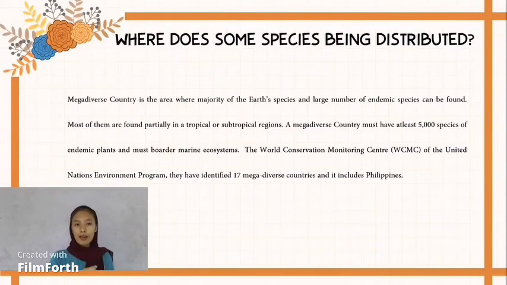Most of these countries are found in tropical or subtropical regions. A mega diverse country must have at least 5,000 species of endemic plants and must border a marine ecosystem. According to my research, the World Conservation Monitoring Center, or the WCMC of the United Nations Environment Program, identified 17 mega-diverse countries like China, Brazil, and it includes the Philippines.